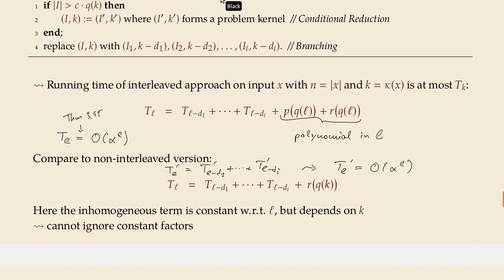Now, I should have called the upper one T prime maybe. Here, this is r of q of k times alpha to the k. And now we got rid of this polynomial factor in front of the alpha. And this is essentially what the interleaving gave us, which is pretty cool.